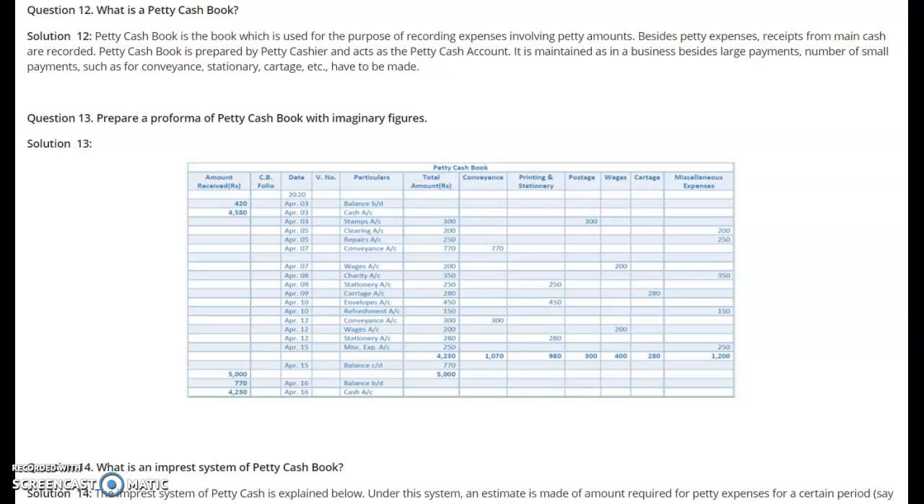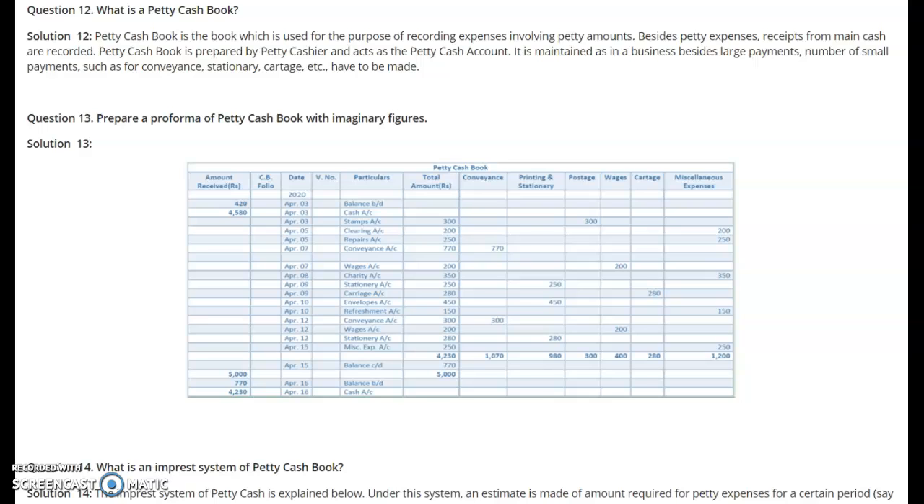Let's continue the same lesson today, and we will understand another very important type of cash book, that is known as the petty cash book. First of all, we must understand what we mean by petty cash book and what it is. Later on we will understand on which system it is based and how it is prepared. First of all, understand petty means small amount of expenses.